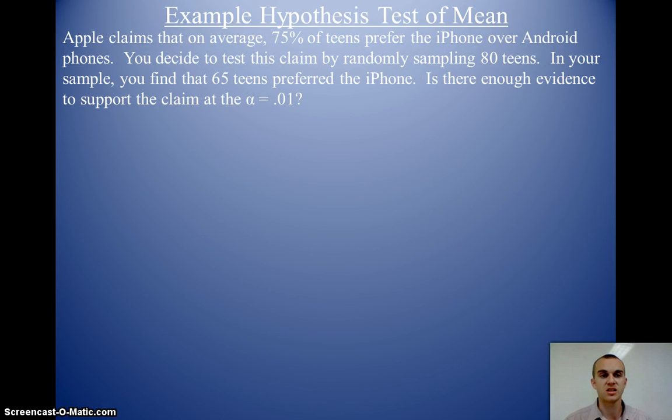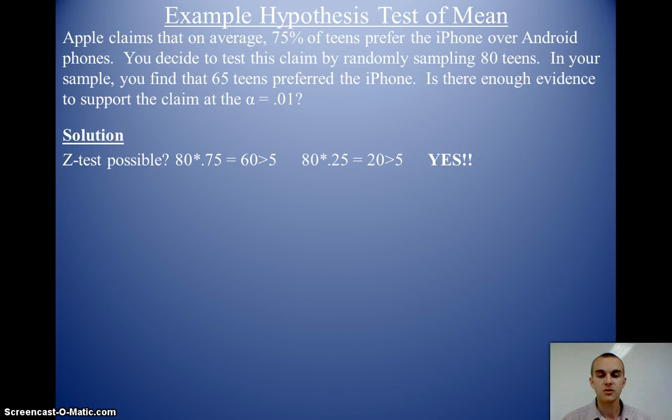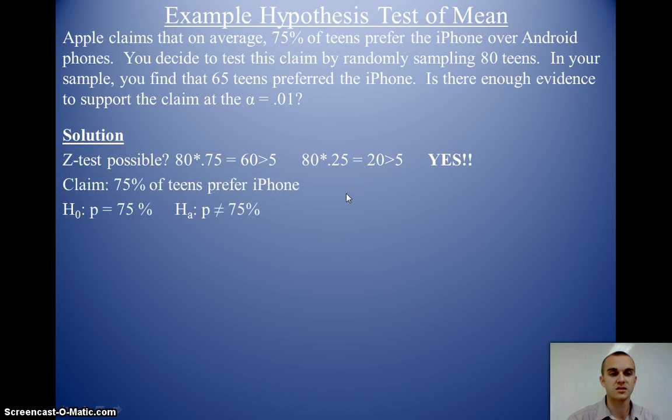Let's look at another example here. Let's say Apple claims that on average 75% of teens prefer the iPhone over Android phones. You want to test the claim by randomly sampling 80 teens, and you find that 65 prefer the iPhone. You want to know, is this enough evidence to support the claim? First, I want to make sure that I can use the z-test. I use 75% and 25% since those are based on the claim. Both of those work, so yes, I can use the z-test.